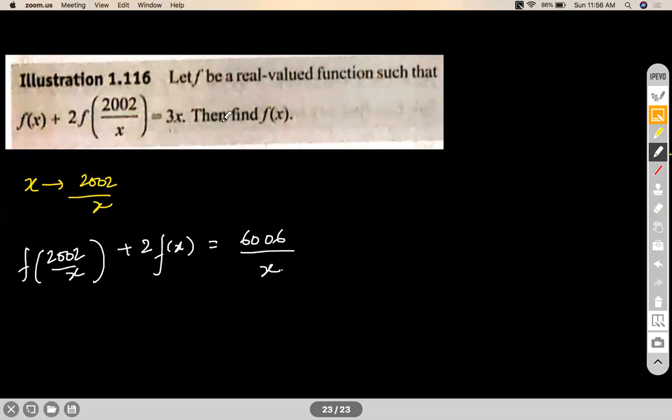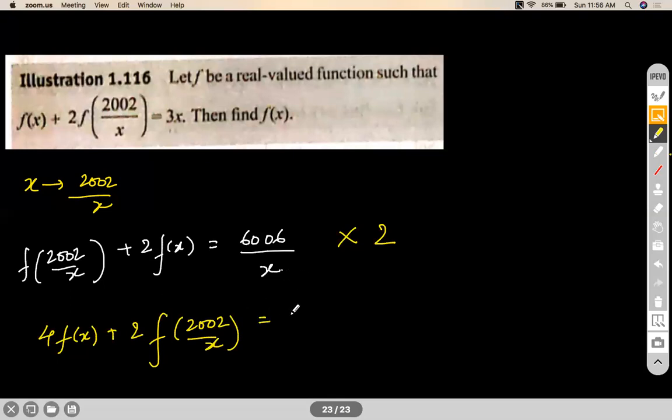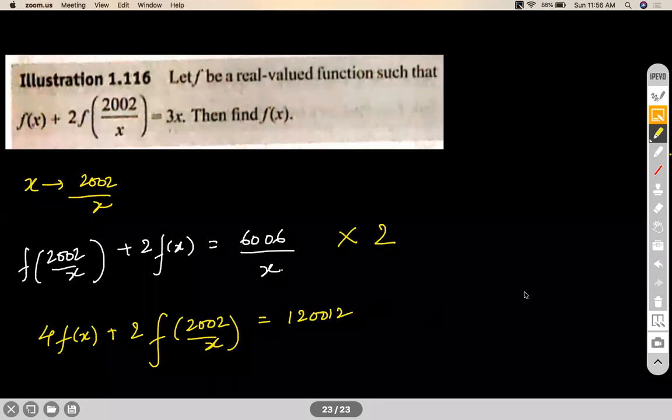Now, think as if you have a simultaneous equation. x plus 2y equal to something, and y plus 2x equal to something, and you want to solve for x. Correct. So what I will do is, I'll multiply this with a 2. So I'll make it as 4 f of x plus 2 times f of 2002 by x plus 12,012, whatever it is. I think I have put more zeros than required.